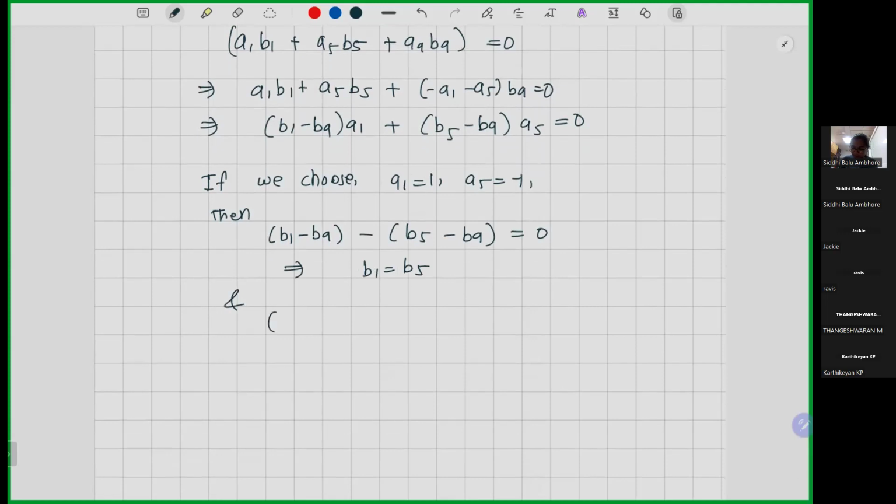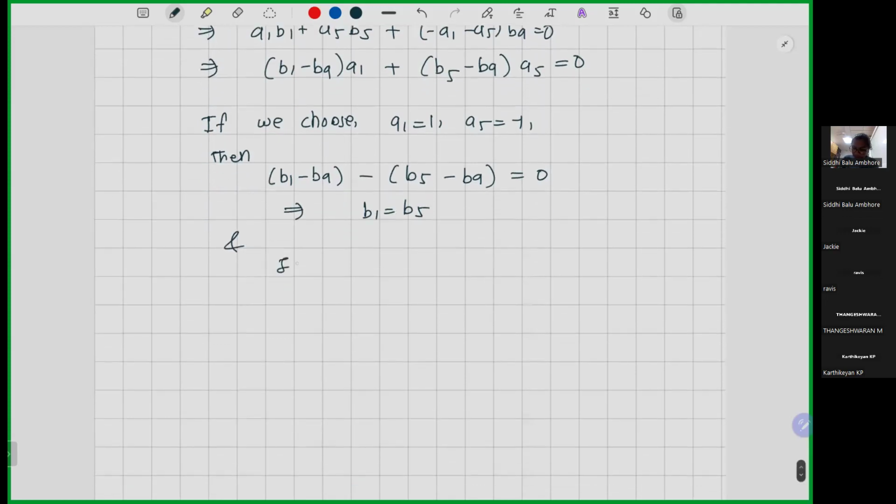And if A1 is equal to A5 is equal to 1, then I will get B1 minus B9 plus B5 minus B9. And this will give me what? 2B1 plus.